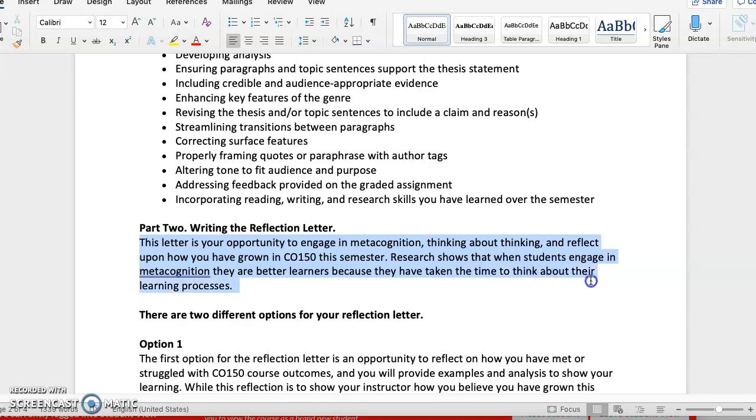The research really shows that when students engage in metacognition, they're better learners because they've taken the time to think about their learning process. Like, thinking about the thinking is the key to learning. There are 2 different options for your reflection letter.